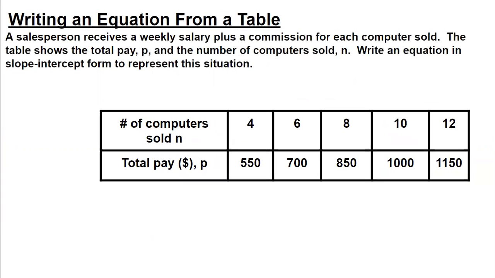Okay, let's take a look at another one. A salesperson receives a weekly salary plus a commission. You guys all know what a commission is? That's an amount of money that you're paid for selling a certain number of things. So this salesperson is going to get a weekly amount, whether he sells anything or not, and then he's going to get a commission for how many computers he sells. So the table shows the total pay, P, and the number of computers sold, N. Write an equation in slope-intercept form to represent this situation.